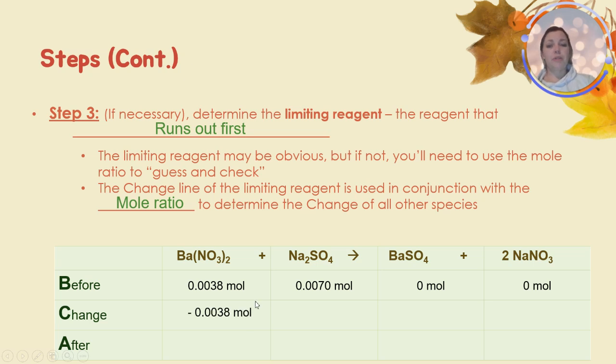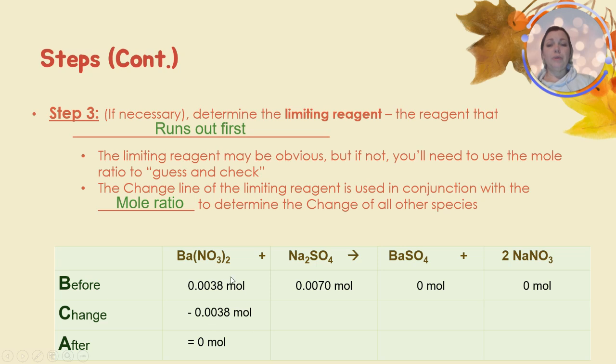So if this runs out first, that means that all of this is used up and it runs all the way to 0. Because when we're doing stoichiometry, we're assuming that the reaction goes to completion. Going to completion means that the reaction goes and goes until one of the reactants is completely used up and then it stops because it doesn't have one of the things to continue.